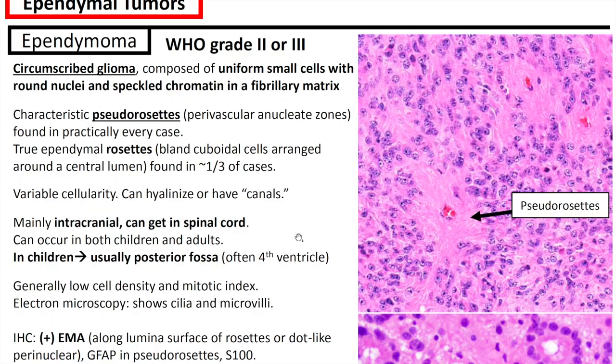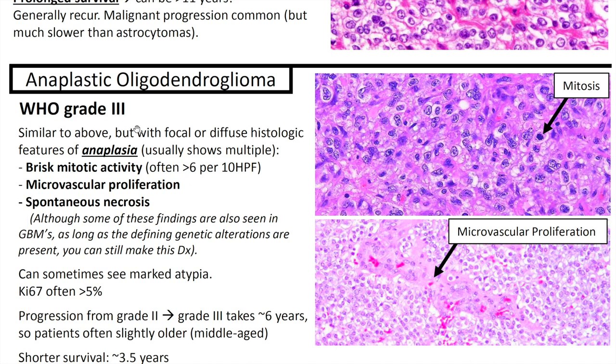So an anaplastic oligodendroglioma, or WHO grade 3, is going to be similar to the classic oligodendroglioma, but with focal or diffuse histologic features of anaplasia. It usually shows multiple of these features, such as brisk mitotic activity, we see mitoses here, microvascular proliferation, which is shown here, or spontaneous necrosis. And it's kind of a theme that we're picking up so far, right? We're only in part two of this document, but more mitoses, more microvascular proliferation and necrosis is going to make these higher grade commonly with these brain entities, and often worse prognosis.